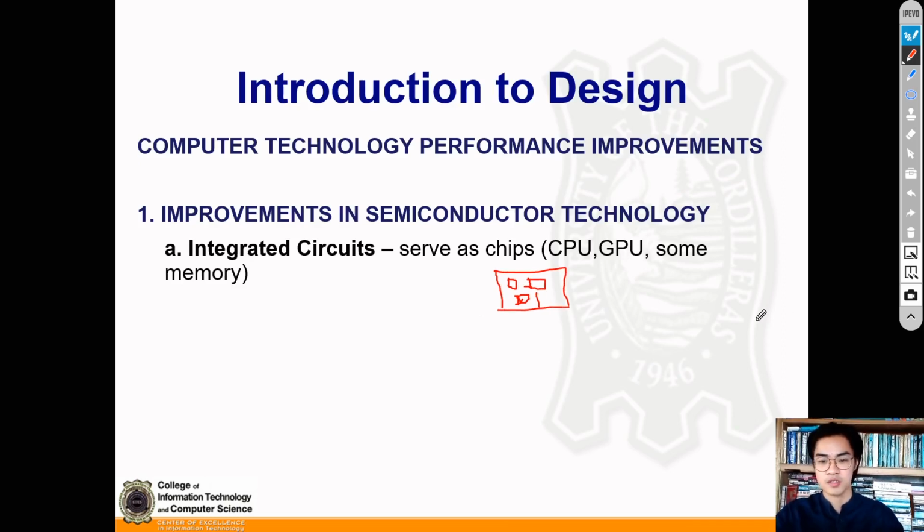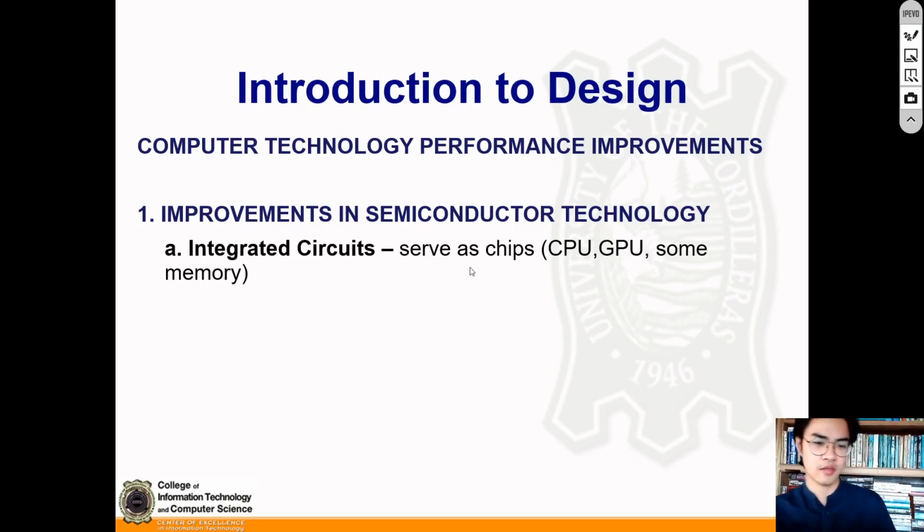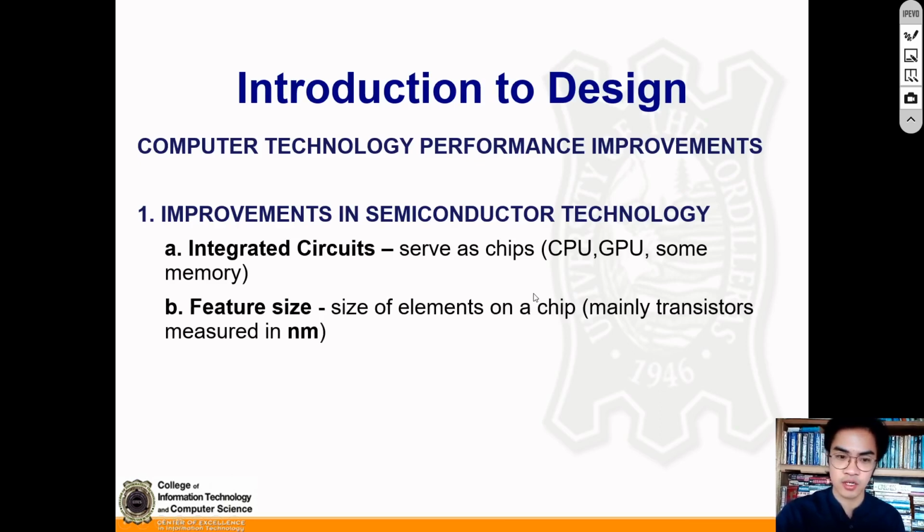Okay, so there. But how do improvements in integrated circuits affect the development of computers in the long run? Now, the main feature we take a look at in this is the feature size of your chips. When we say feature size, it's just the size of the elements on the chip. Mainly it's the transistors, measured in nanometers.